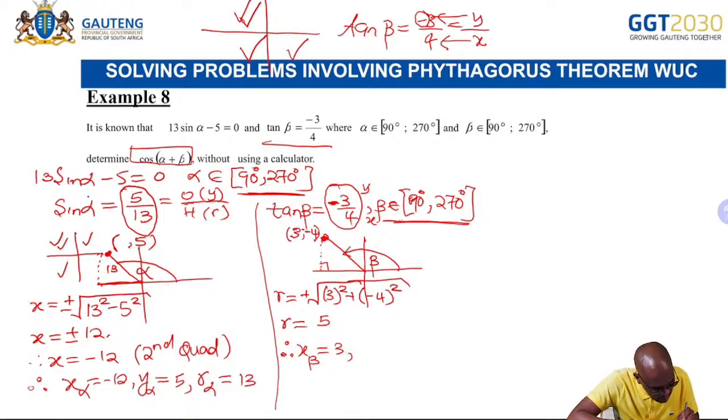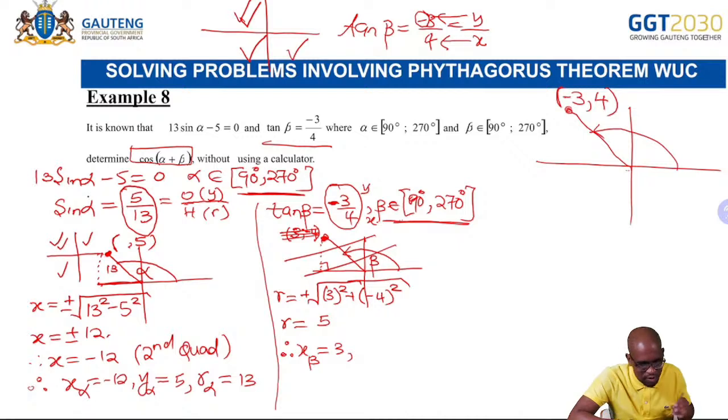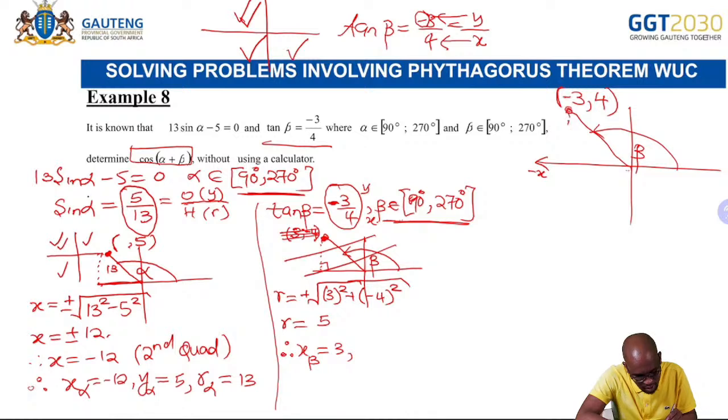No. It should be a mistake there. Can't be. Let me redraw that one. We are in the second quadrant, like that. X should be negative, so it should be negative 3, and y should be positive, 4. So that's how we decide where to put our negative, because in the second quadrant you can see that x is negative. So that's basically why I said there's an error there.